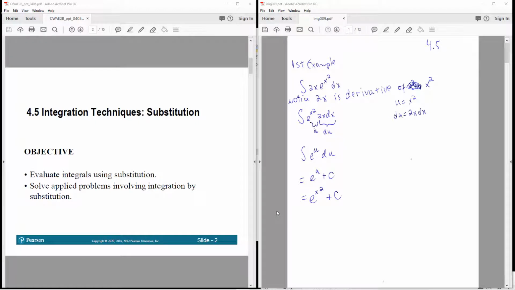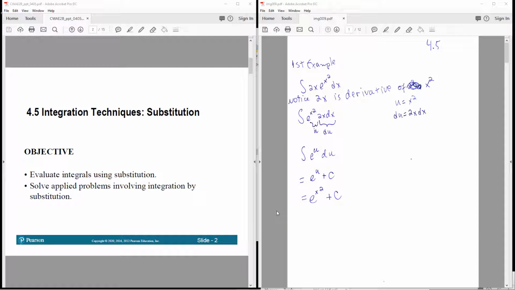For this one here, 4.5 deals with integration techniques by substitution. Evaluate integrals using substitution and solve applied problems involving integration by substitution. Here's our first example here.